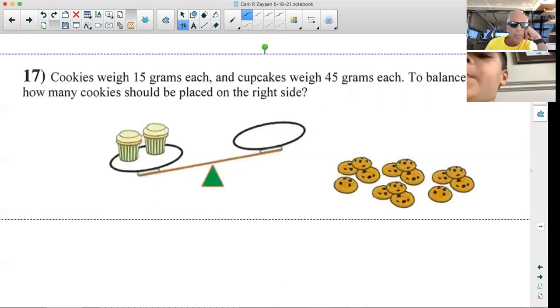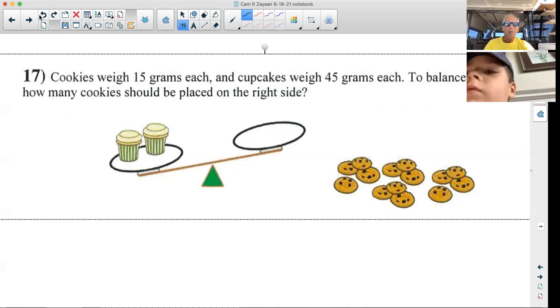Cookies weigh 15 grams each and cupcakes weigh 45 grams each. To balance the scale, how many cookies should be placed on the right side? So cookies weigh 15 grams, cupcakes 45. 15 plus 15 is 30, but we need 45, so 15 more. So 3. You better be writing this down. I think it's 3 cookies.